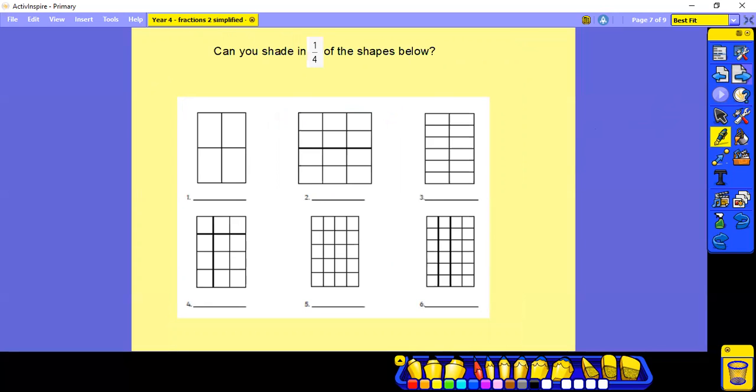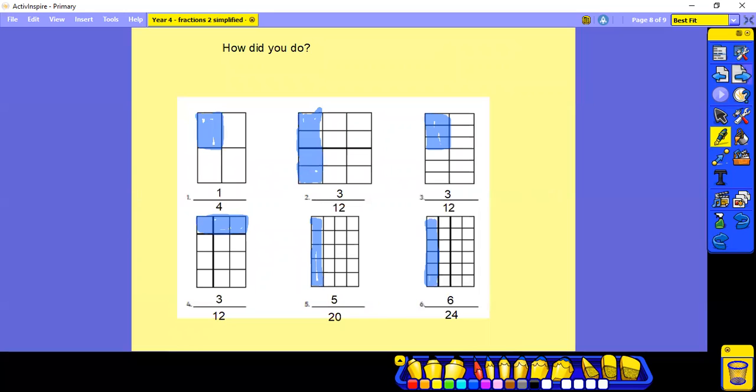So this next activity asks if you can shade in 1/4 of the shapes below. So pause whilst you have a try. How did you do? Now my colouring is not very neat. I try very hard, but it's quite difficult.